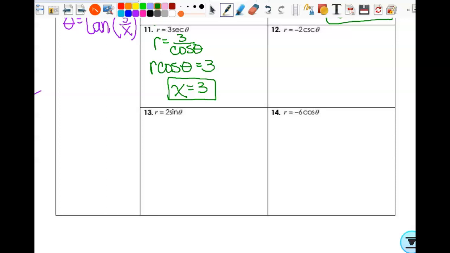Okay, we good? All right, so cosecant. Don't have one for cosecant either. So that means r is equal to negative 2 over what? Sine theta. Then I can multiply both sides by sine. And y equals negative 2.